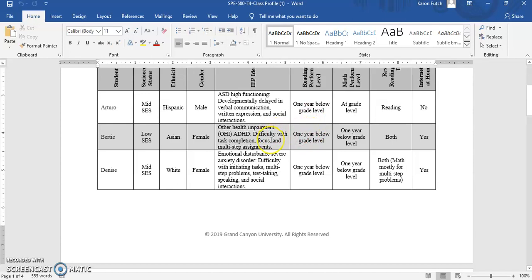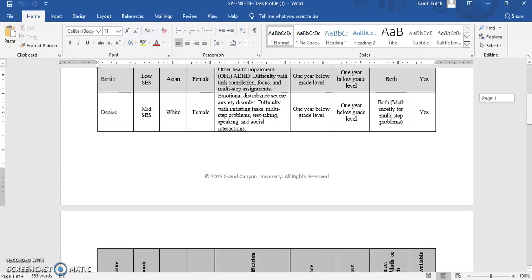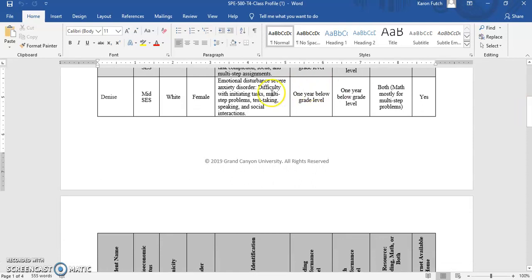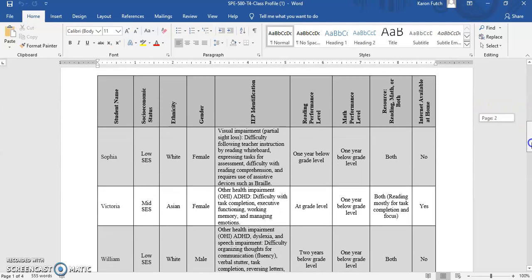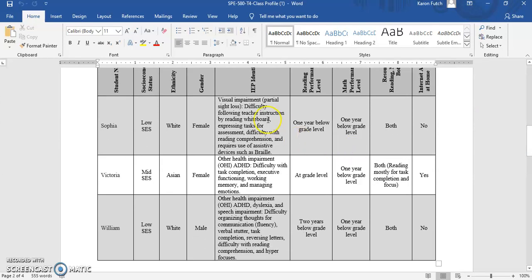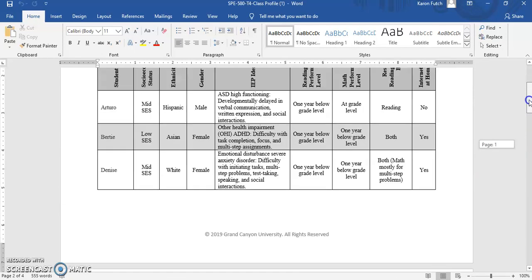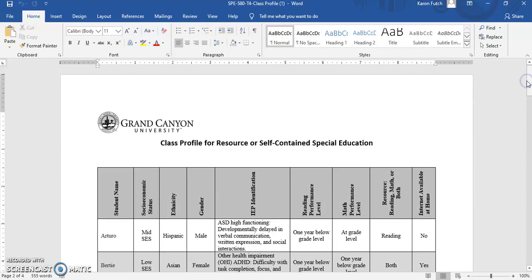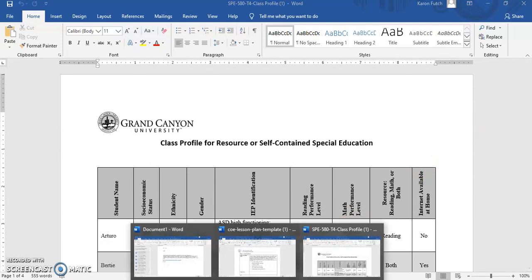Here's one with a health impairment. She also has ADHD, difficulty with task completion, 1 year below grade level. Here's one, emotional disturbance. So you can just go down through here, and based on some of these, this is a visual impairment. So definitely when you get to the part where you would differentiate instruction in the lesson plan template, you need to take into consideration all of those things.